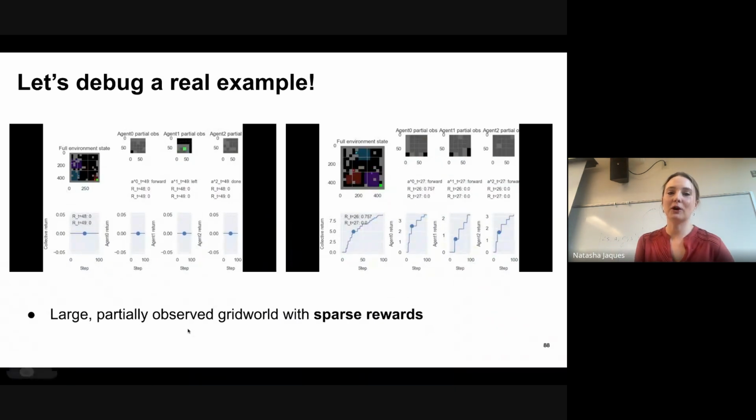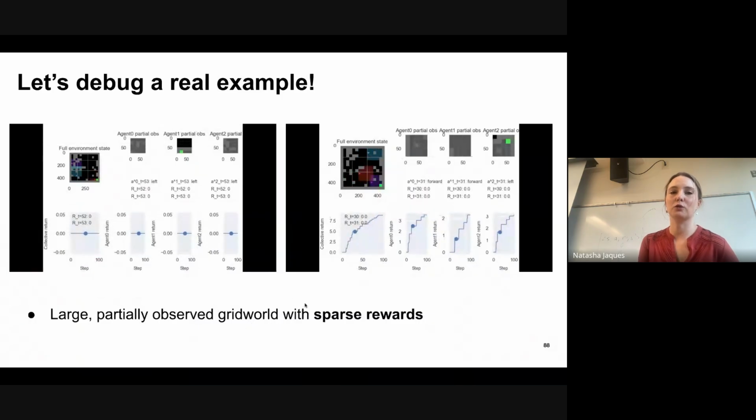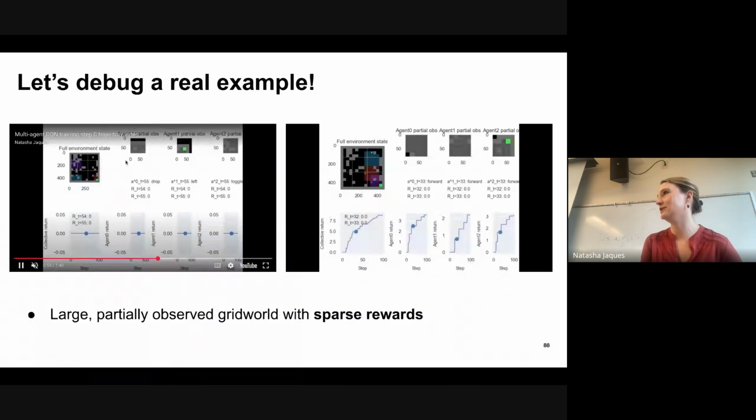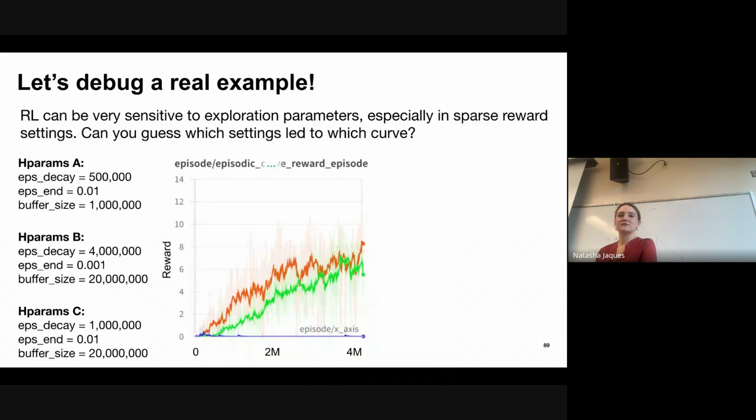This is a large, partially observed grid world. The agents are only seeing part of it, with sparse rewards. You only get a reward if you go to this green goal, okay? So let's figure out what's going on. Oh, I don't want to give it away. RL can be very sensitive to hyperparameters, and there's sort of an art to exploring this space and getting it to work, especially in sparse reward settings. What we're going to do is guess which hyperparameters led to which curve. This is what they pay me the big bucks to do: just stare at learning curves and tell you what happened.